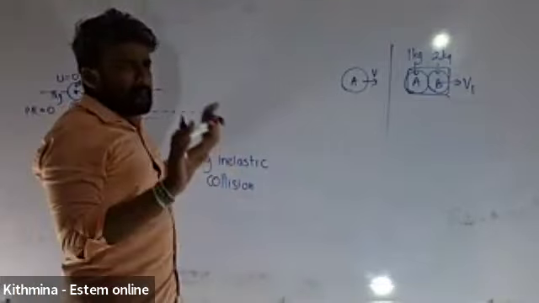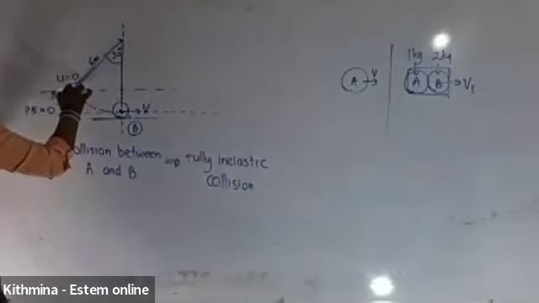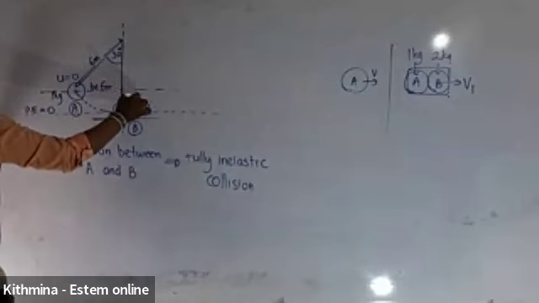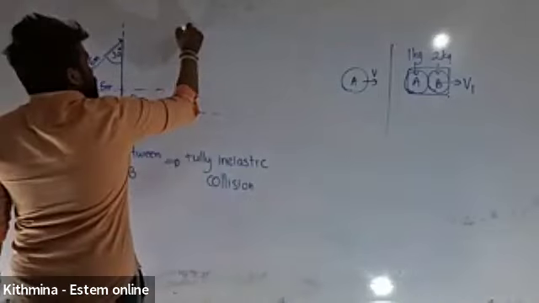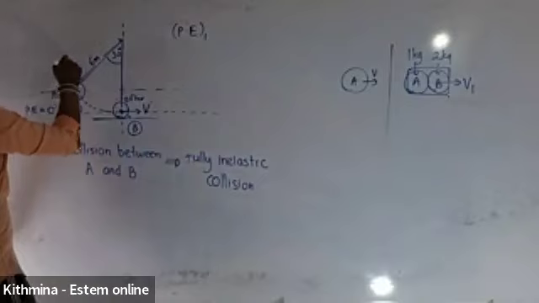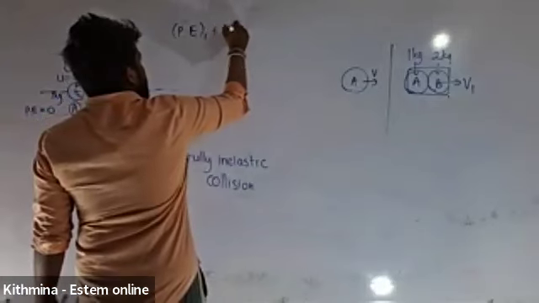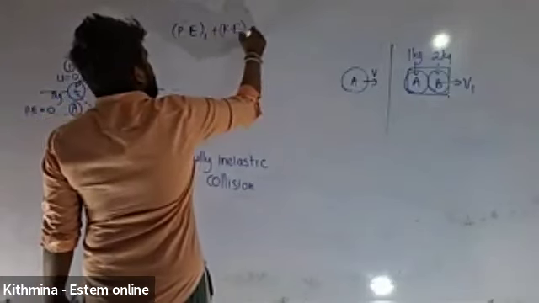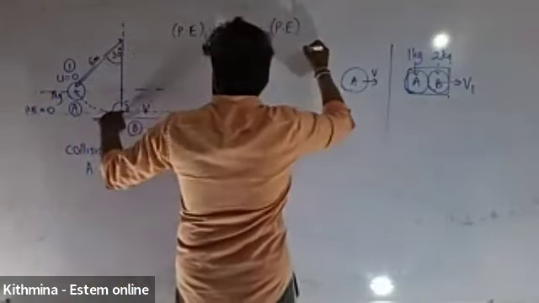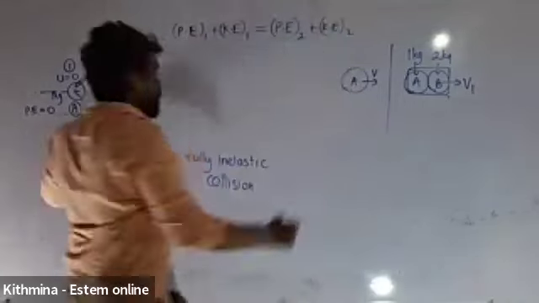We are applying mechanical energy conservation. That means this is the before condition, and this is the after condition. PE1 plus KE1 equals PE2 plus KE2, where PE means potential energy here and KE means kinetic energy here.